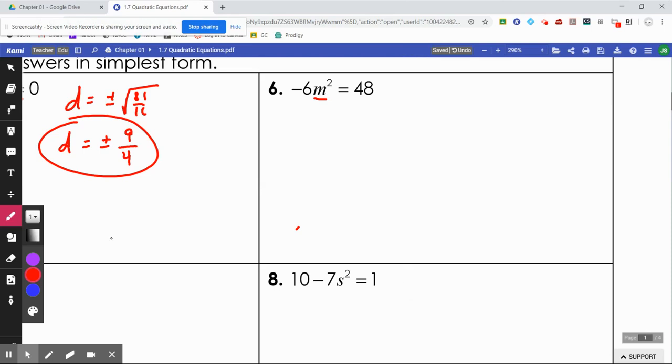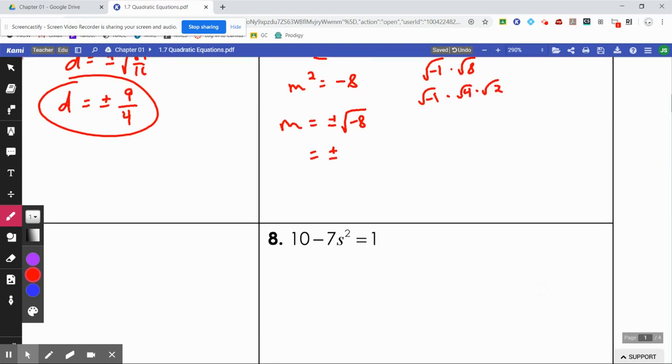Move your negative 6 over, it gives you m squared is negative 8. So therefore, m is equal to plus and minus, never forget the plus and minus, square root of negative 8. Now we just finished talking about i's, so this is going to be an i answer. So that would be plus and minus. We have to split that into root negative 1 times root 8. And then root 8 we can actually split again into root 4 times root 2. So this is going to be 2i root 2. There's your two answers.